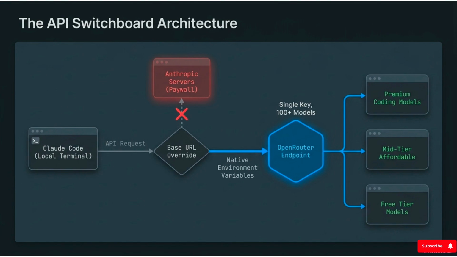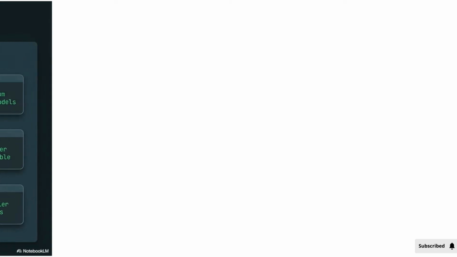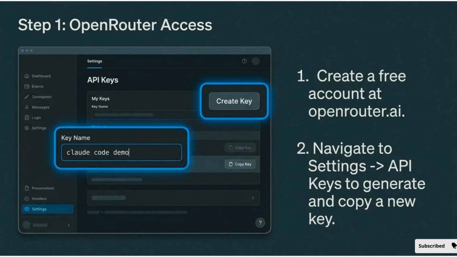The API switchboard architecture shows how Claude Code sends a request. OpenRouter acts as an endpoint, overriding the base URL to route the request to premium, mid-tier, or free models, avoiding the Anthropic paywall. Step 1 is OpenRouter access.